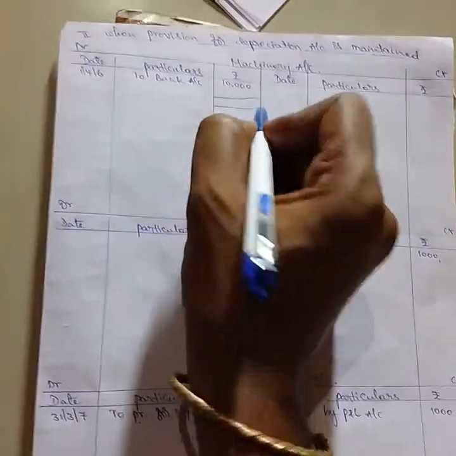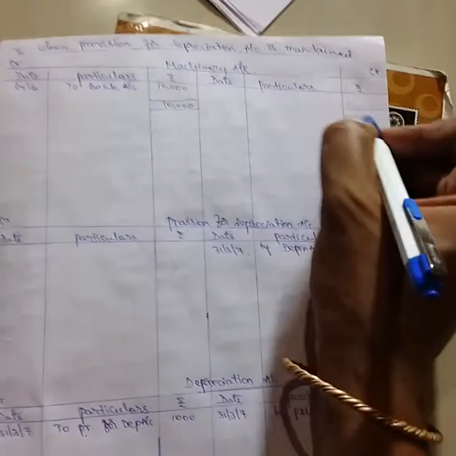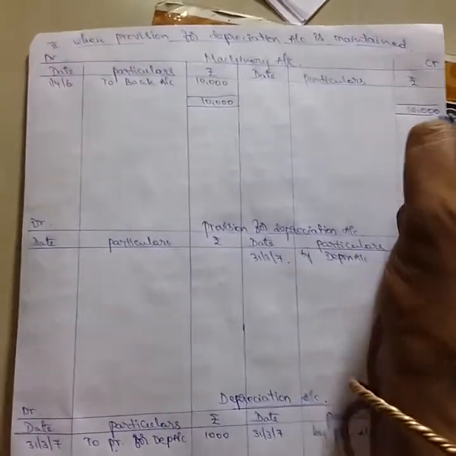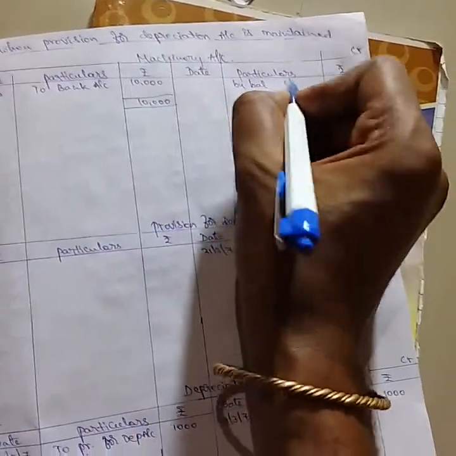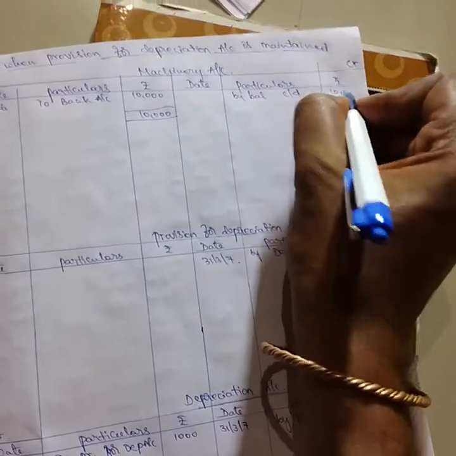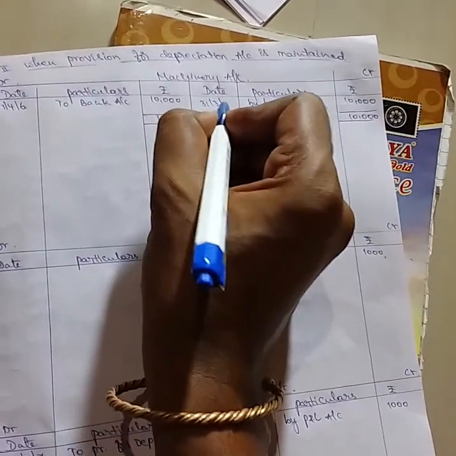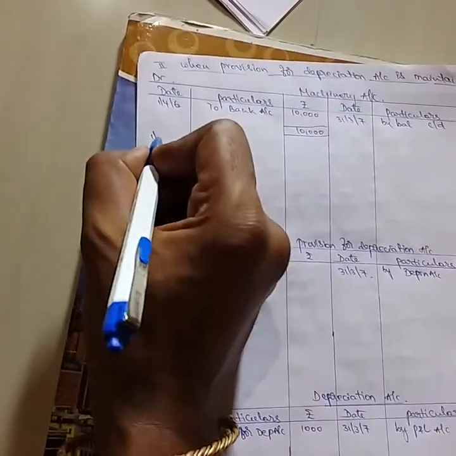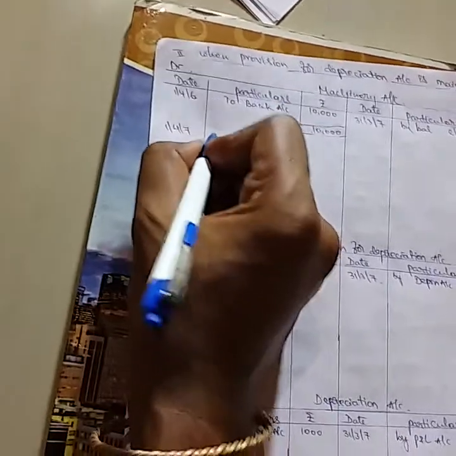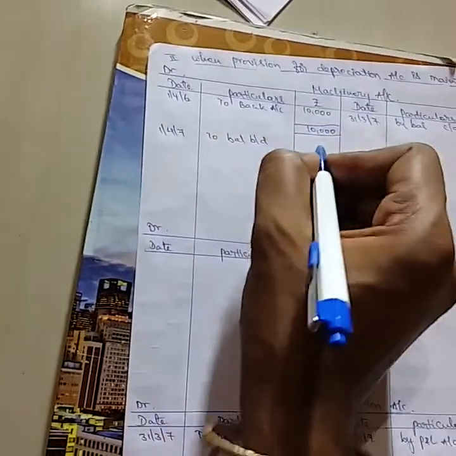Machinery account: debit side 10,000, same balance on credit side 10,000. So this is by balance carried down 10,000 on year end 31st/3/2007. Take the same balance on debit side on 1/4/2007 to balance brought down 10,000.